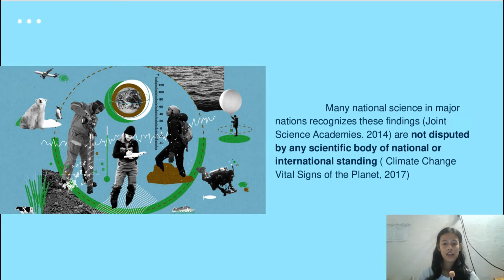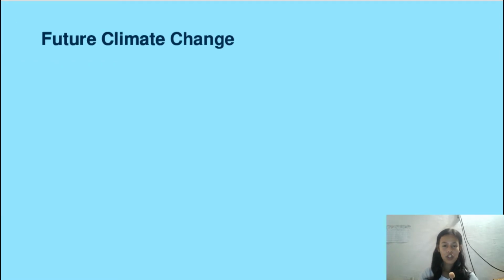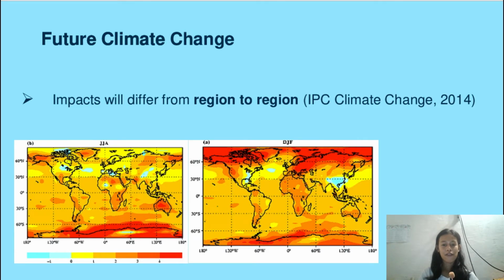As those findings were concluded by the scientific institutions, they also conclude some of the future climate changes. These are the following. Impacts will differ from region to region. In what we are experiencing nowadays, the following climate changes and the extreme rise of temperature, we conclude also that global warming is not only in our country but also all over the world.